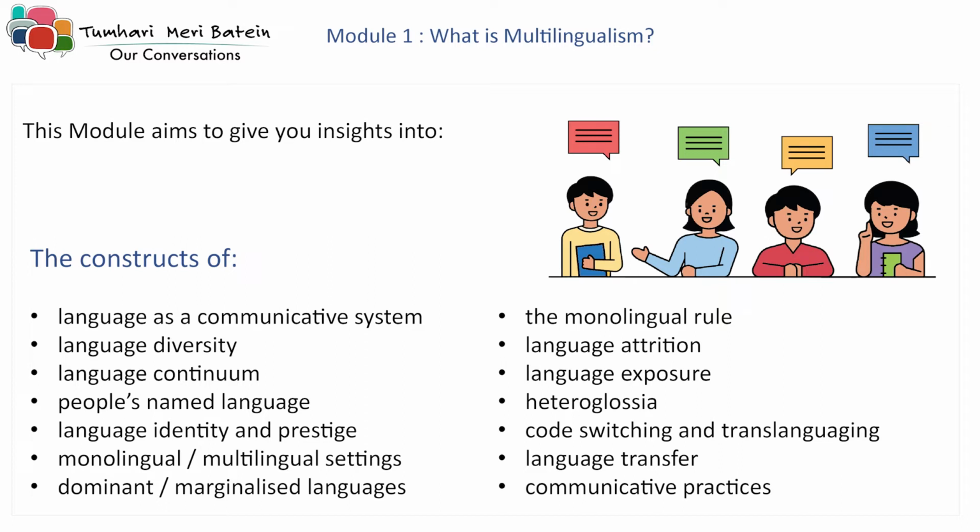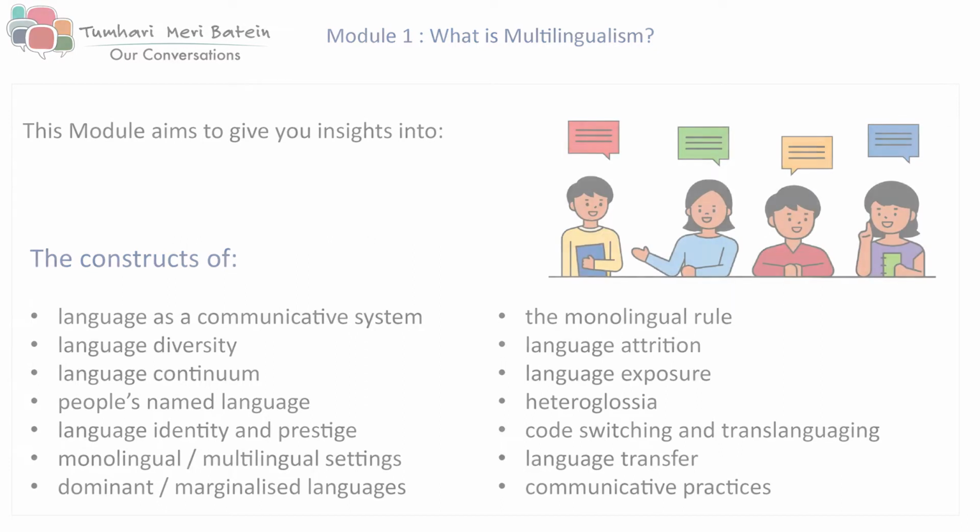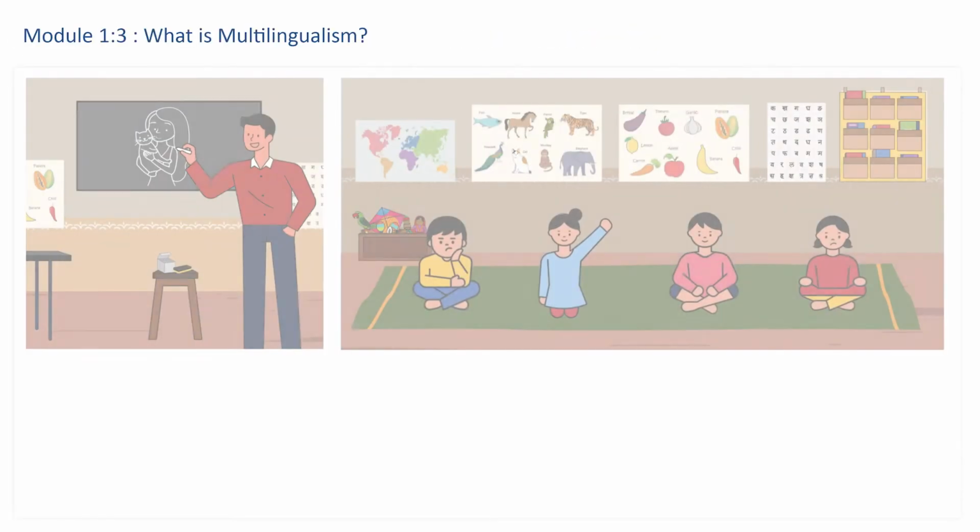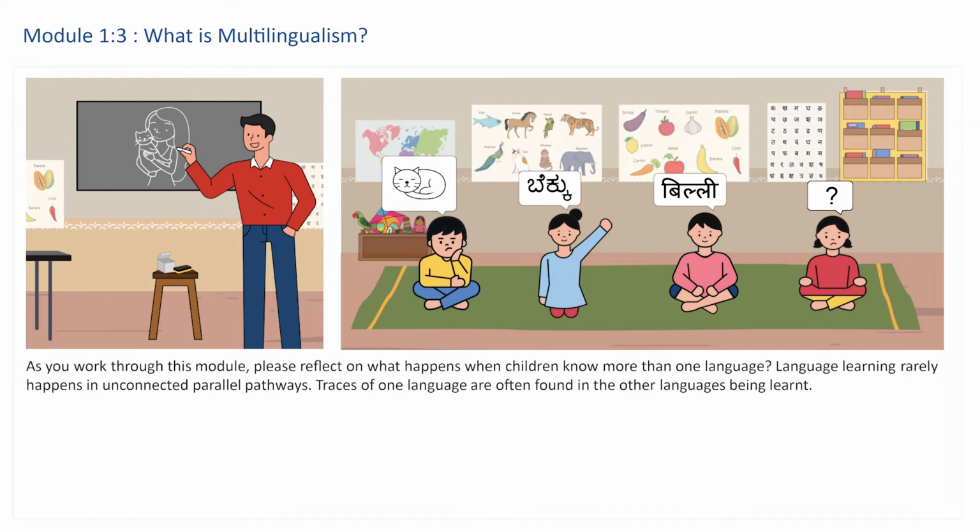In multilingual environments, children could code switch. They do this by mixing 2 languages into one sentence or saying the first sentence in one language and the next in another. As you work through this module, please reflect on what happens when children know more than one language. Language learning rarely happens in unconnected parallel pathways. Traces of one language are often found in the other languages being learned.